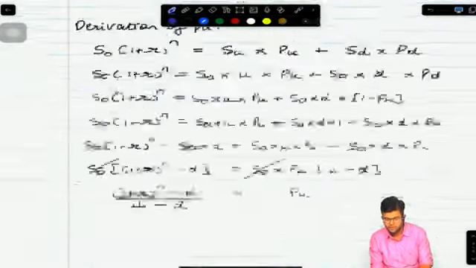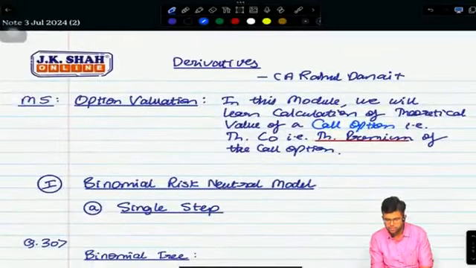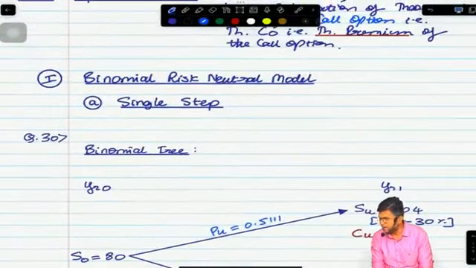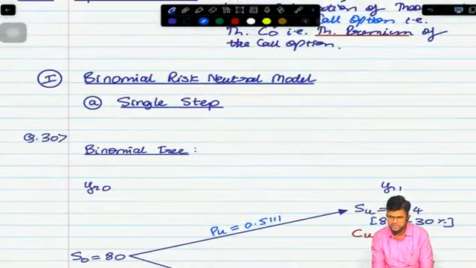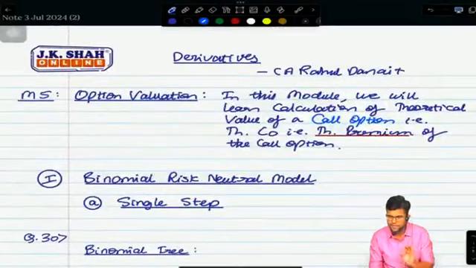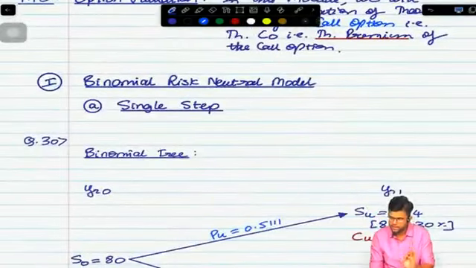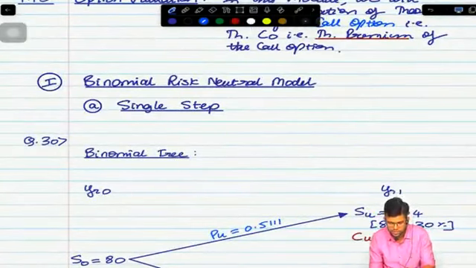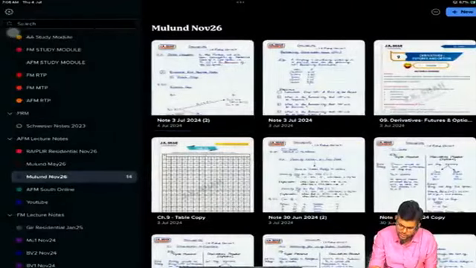And today, what I taught you was point number A, called a single step model. Now there is something called a two-step model. I request you to keep your pens down and please listen carefully. I am right now in module number 5, option valuation. Within option valuation, Roman 1, binomial risk neutral model is the model. Within that, point number B, I am starting two-step model. So everybody please pay attention.